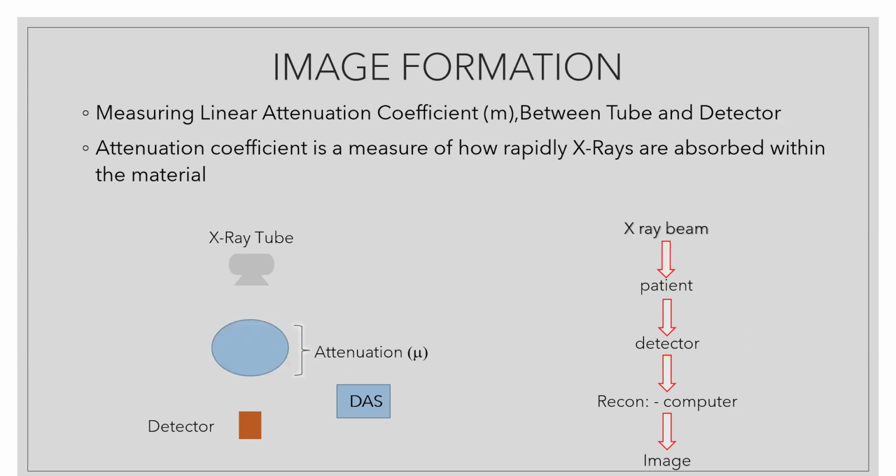In CT, image formation is like this: first, the X-ray beam passes through the patient and is detected by the detector, and reconstruction is done in the computer, and that's what we see as an image. So what is it measuring? Previously I said in the basics, it is measuring the linear attenuation coefficient between the tube and detector. The attenuation coefficient is a measure of how rapidly X-rays are absorbed within the material. This is how X-rays pass through the patient and enter the detector, and by the data acquisition system, we get the image.